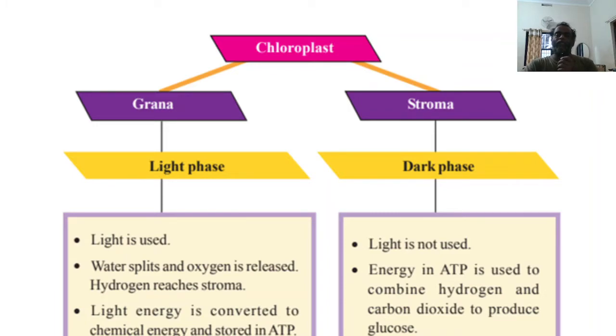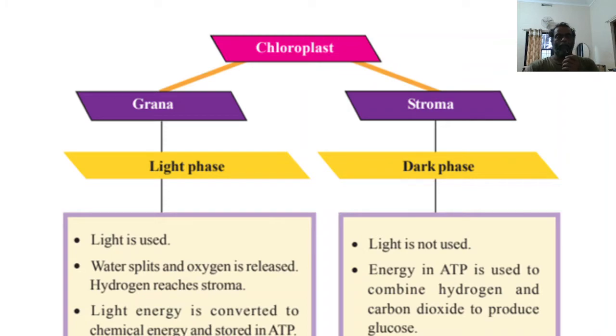In the second phase, or dark phase, light is not used. The energy stored in the ATP is used to combine hydrogen and carbon dioxide to produce glucose. After using the energy, the ATP becomes ADP. This ADP can again be used for charging, or making ATP. So in this way, carbon dioxide and hydrogen are combined together to produce glucose.